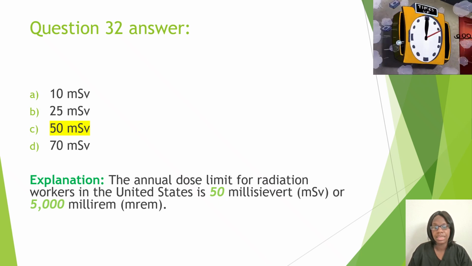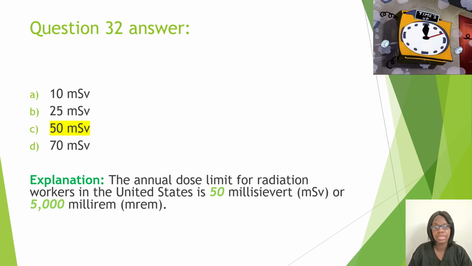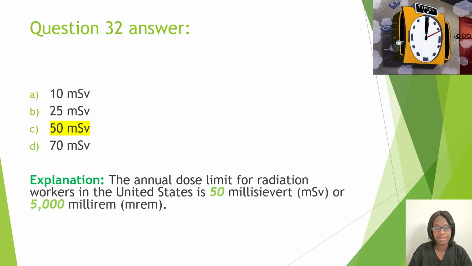And also, you may think of 5,000 millirem. So the answer is either 50 millisievert, mSv, or if it's actually in millirem, it will be 5,000.